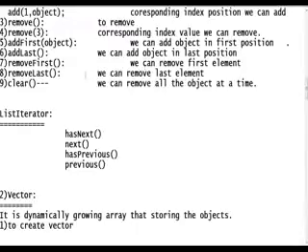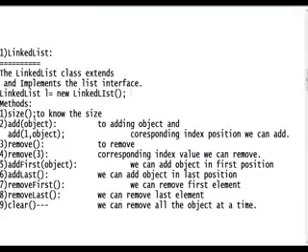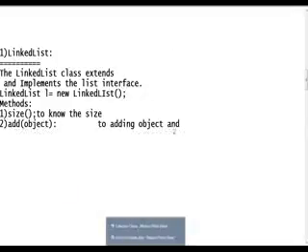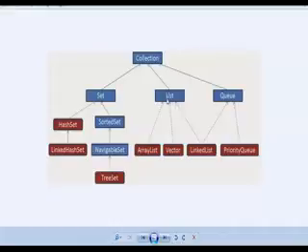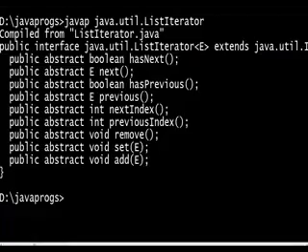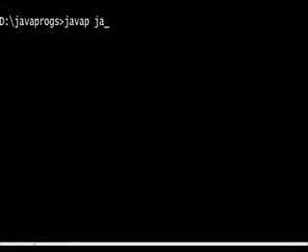Okay, let's see what methods there are. LinkedList class extends the List interface only. LinkedList extends the List interface, which again is an interface, right? Collection. What are the main methods of LinkedList? How do we check the main methods of the interface? java.util.LinkedList.